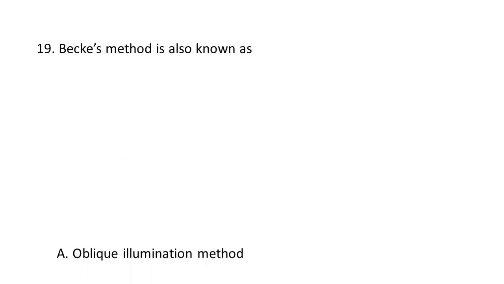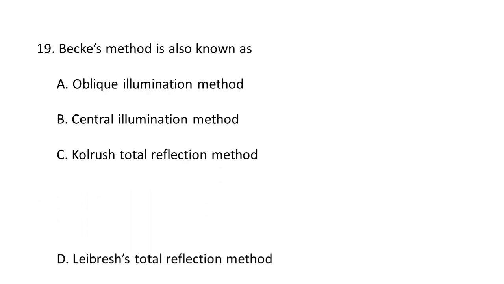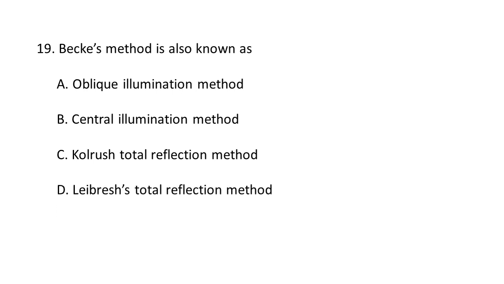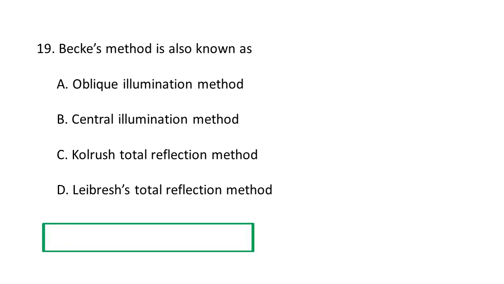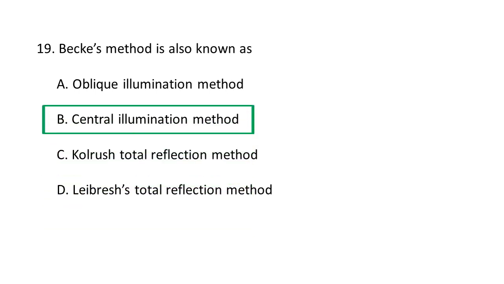Next question. Becke's method is also known as A. Oblique illumination method, B. Central illumination method, C. Kohlrausch total reflection method, and D. Lebresque total reflection method. Becke's method is also known as the central illumination method. This is a technique used in optical mineralogy to determine the relative refractive index of two minerals.